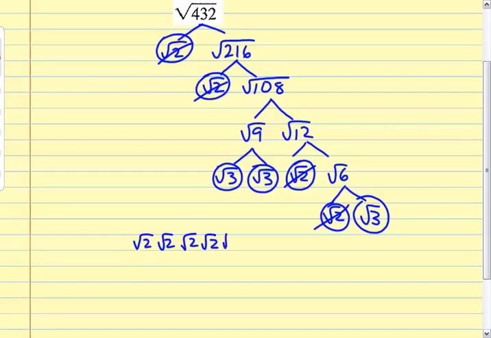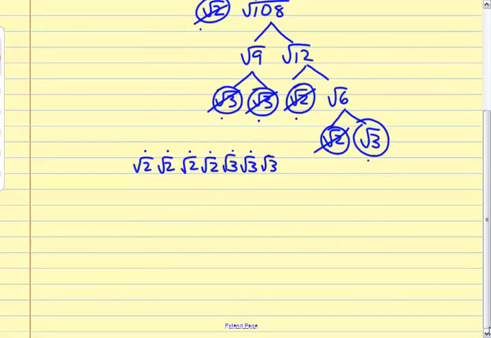Times root 3. Times root 3. Times root 3. Okay. That looks like everything. 1, 2, 3, 4, 5, 6, 7. Okay, so I've got all I need there.